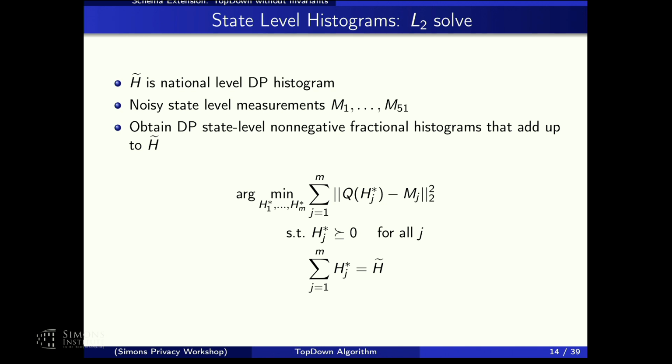Okay. So we have our national level histogram that's fixed now. We have our state level measurements, and so we want to create fractional histograms at each state whose query answers match these measurements pretty closely and that add up to the national histogram. So we solve this optimization problem, basically minimize the distance between the noisy measurements and the answers from our synthetic histograms. And this last constraint is the consistency constraint. The states have to add up to the national level.